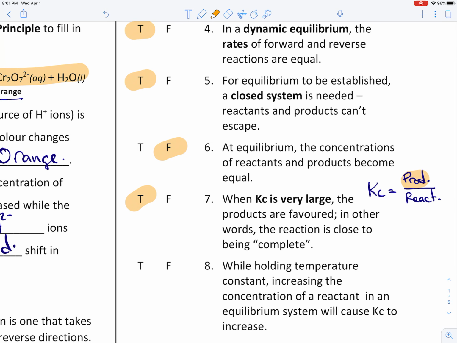Question 8. If you hold the temperature constant, increasing concentration of a reactant would cause Kc to increase. Well, the key there was holding the temperature constant. The only experimental variable which would affect a Kc is changing temperature. If temperature is held constant, then the Kc value just doesn't change. So in this case, this would be a false statement.